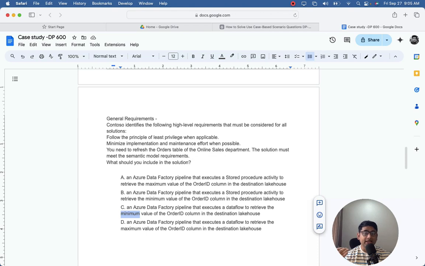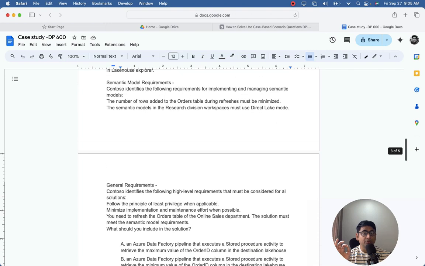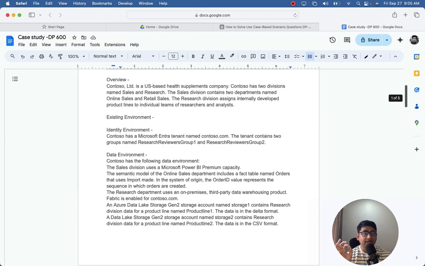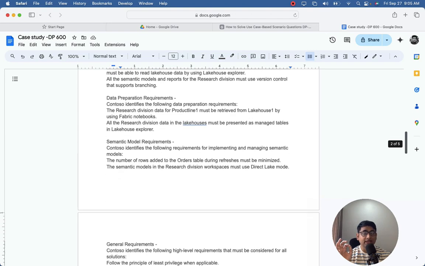So the correct answer will be D, because we already know the maximum value of order ID we need to retrieve, so that the insertion in the table will be the minimal, and data flow is the answer where we need minimum maintenance. So that's how you have to choose the answer. So you see how we read the problem, we understood the requirement, and then we selected the answer.